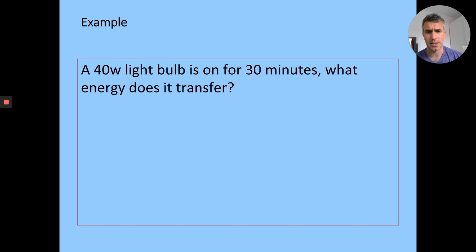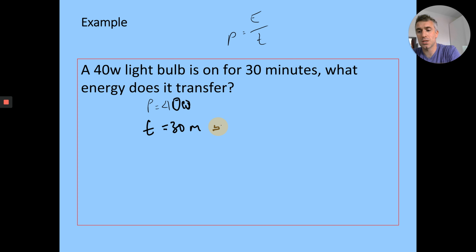So let's have an example of energy transfer. P is E over T, which is almost like the triangle. So power is 40 watts, and T is 30 minutes, which is 30 times 60. Wow, this pen is going crazy.